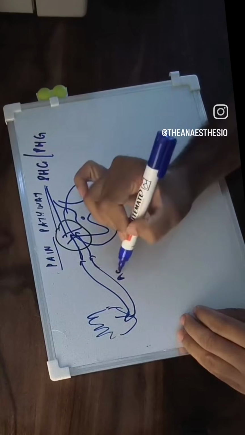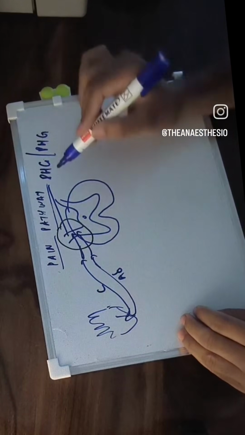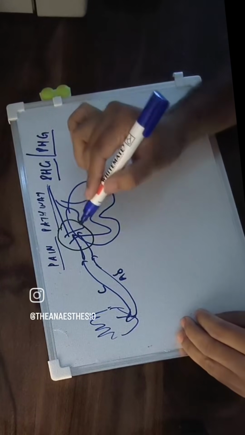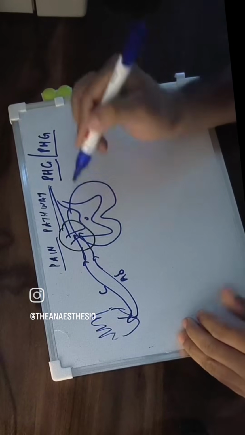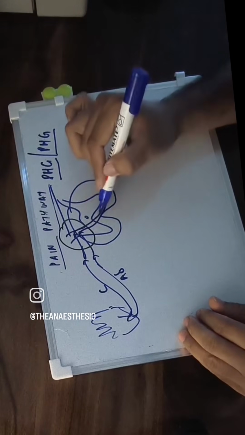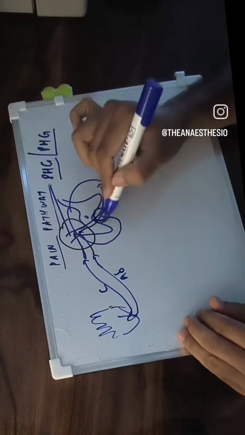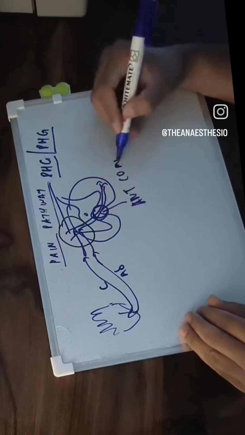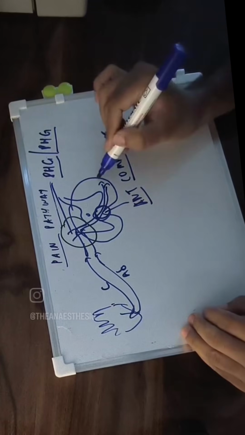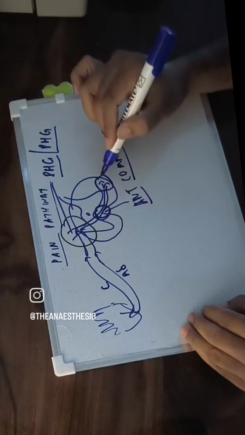Here the signals from A delta fibers and C fibers travel to the dorsal horn, or the posterior horn of gray matter. From this, they do the crossover. They travel to the opposite side of the spinal cord towards the white matter, through the anterior commissure. Now what is the anterior commissure? This part is called the anterior commissure. I am sorry for the spelling mistakes, but just remember this is the anterior commissure, and this part of white matter is the relay station.